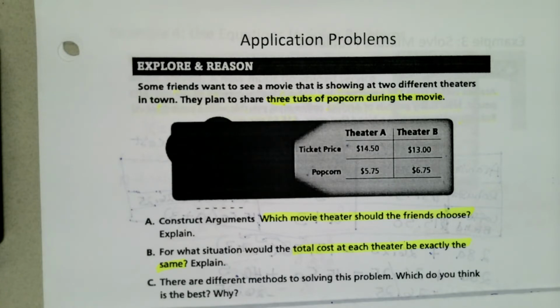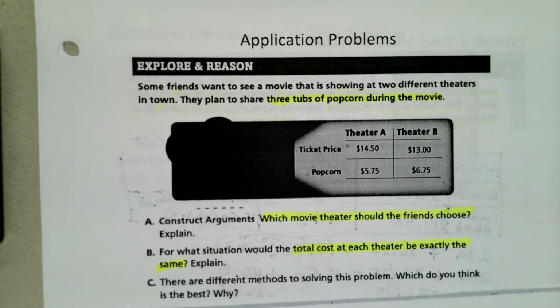It says, some friends want to see a movie that is showing at 2 different theaters in town. They plan to share 3 tubs of popcorn during the movie. Notice that I've highlighted that. Theater A charges a ticket price of $14.50 and Theater B a ticket price of $13. Popcorn is $5.75 a pail at Theater A and $6.75 a pail at Theater B. It asks us which movie theater should the friends choose. Explain. I'm going to argue that they should probably choose Theater A.